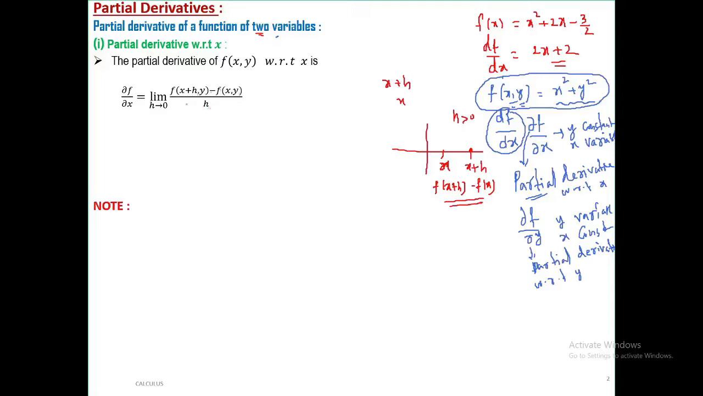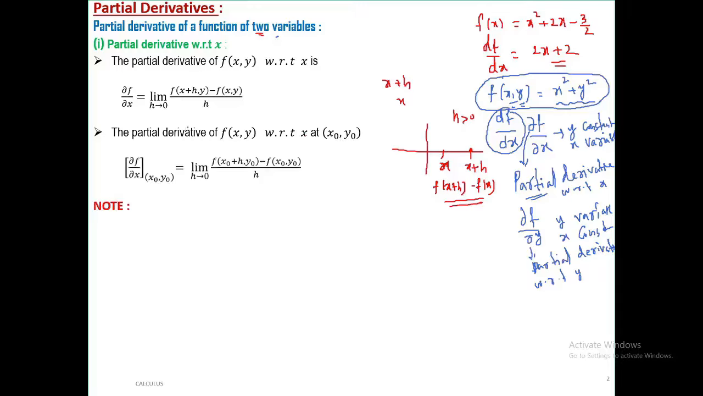As h goes to 0, this will give you the rate of change of f in x. The partial derivative of f of x comma y with respect to x at some point x naught y naught. Same thing, only instead of just writing x and y, you substitute the point x naught y naught. In the same form, instead of x plus h, you write x naught plus h and y naught, minus f of x naught y naught. Same limit as h tends to 0. This gives you the rate of change of f in the variable x at the particular point x naught y naught.